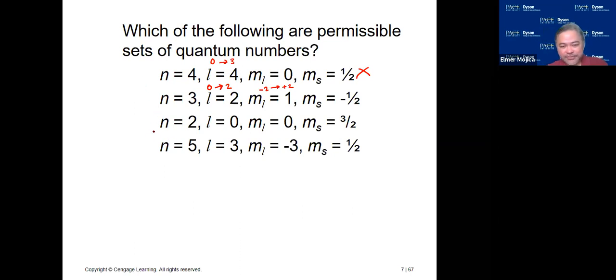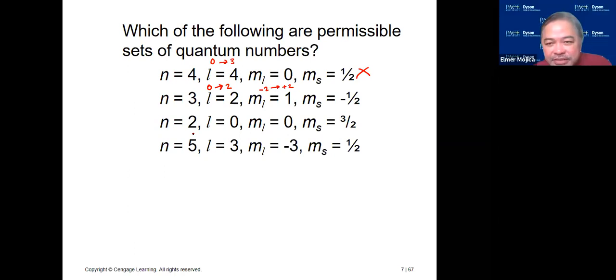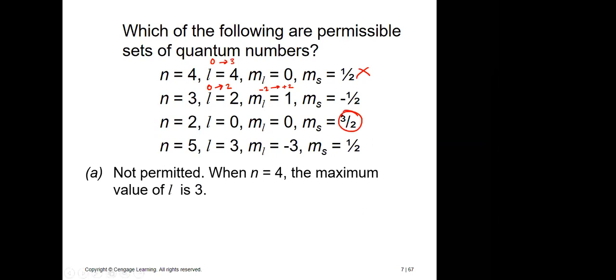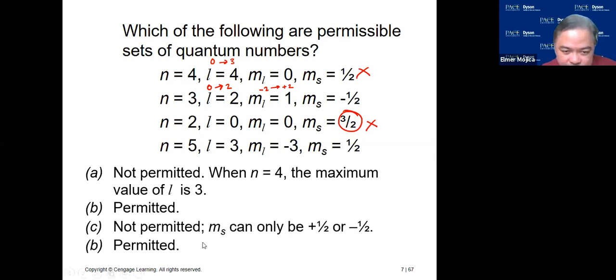So how about the third one? No, because M sub S is 3. The first 3 quantum numbers are okay, but this one, the spin, is too much. It is not okay. Now the last one, it's also allowed. If you look at the summary here, I want you to know why it is permitted and why it is not permitted.